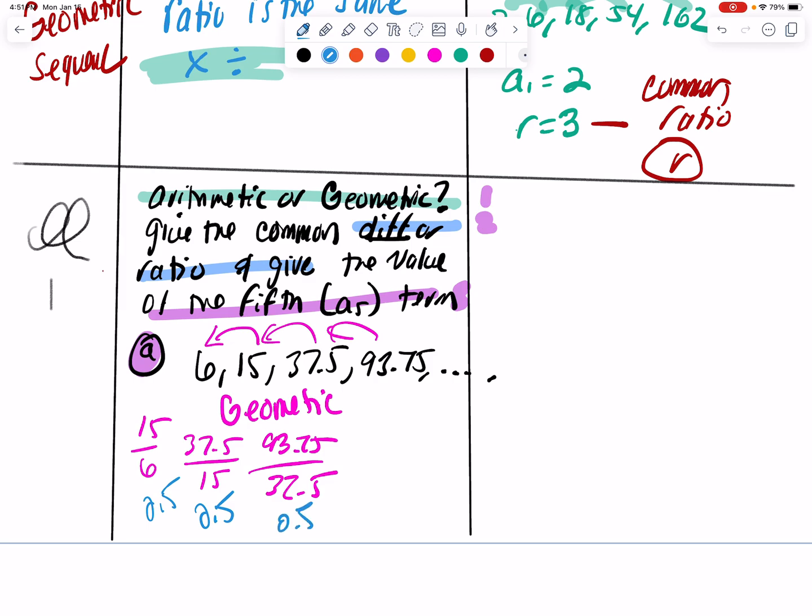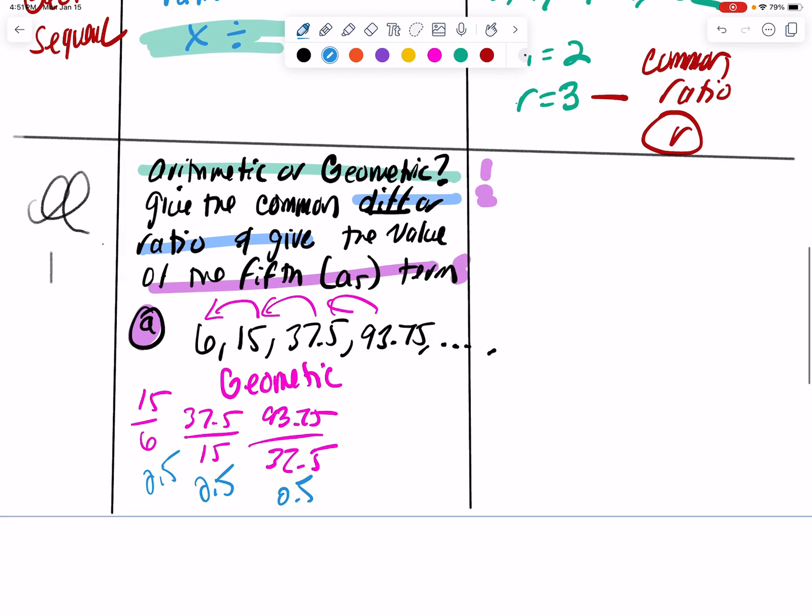So for A, I stated it was geometric. That's the first answer I gave. What was the second? Oh, the common ratio for that one is 2.5. That's my next one, and that was in blue.